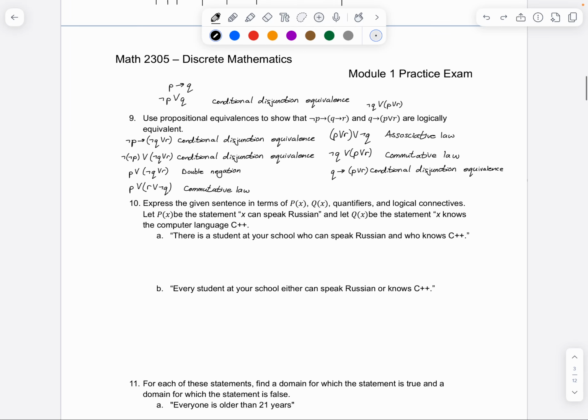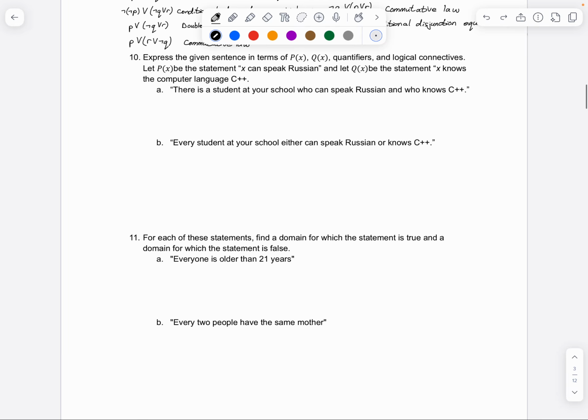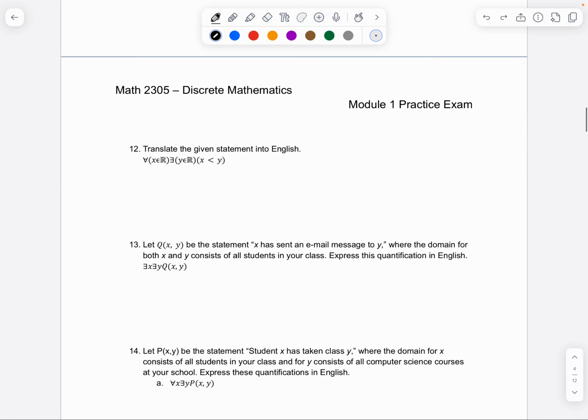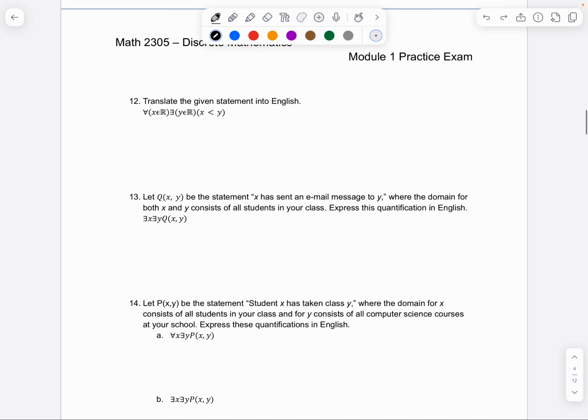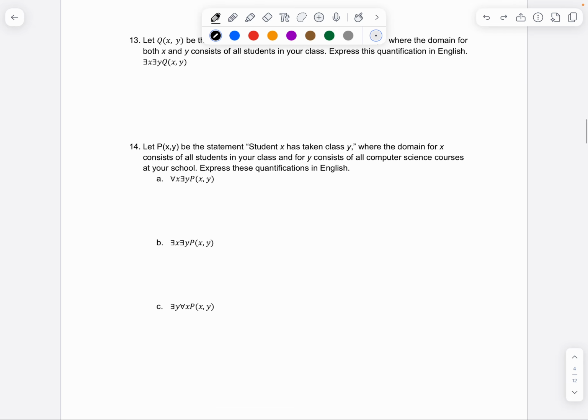Okay, let's see. I don't think I'm going to do 10. I think y'all can figure that out. I don't think I'm going to do 11 or 12. I will do one of these. Let's see. So for 14, we've got a lot of different ones. I'm just going to do the first one.